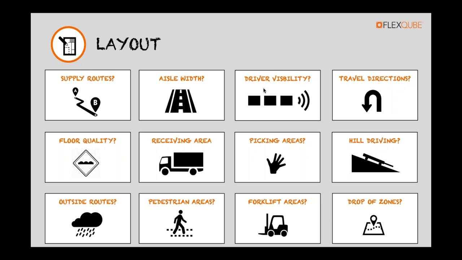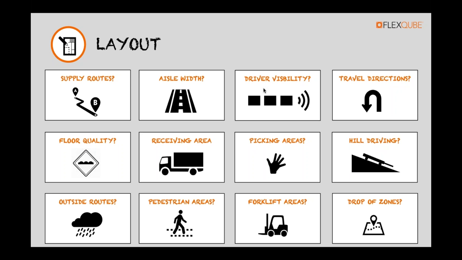Then we have the driver visibility. This is something that we often see when we're out in the plants, that it's really not considered. When you're driving around with trains and you maybe have five cars in it, it's important to have visibility, so the driver can always see the last cart, even when driving in corners, for example. So that is something to consider, to not place high racks or machines in the corner if it's possible.